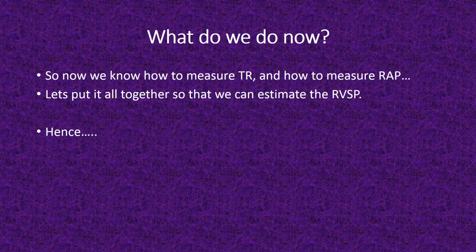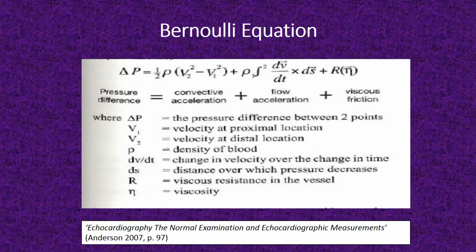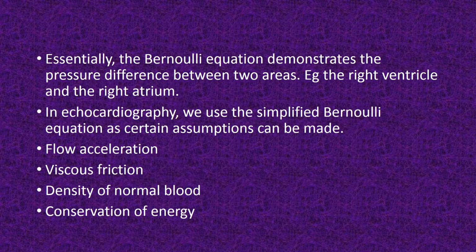So what do we do now? We now know how to measure TR and we now know how to measure RAP. So we should put it all together so that we can estimate the RVSP. Hence, the Bernoulli equation. Essentially, the Bernoulli equation demonstrates the pressure difference between two areas, for example, the right ventricle and the right atrium.